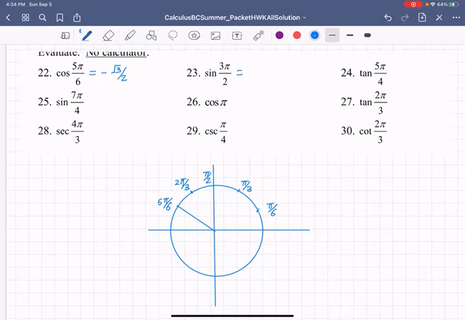Oh, sorry. So sine for 3 pi over 2. This is 3 pi over 2, okay? Isn't that just 0 or negative 1? Negative 1. Negative 1. Okay.